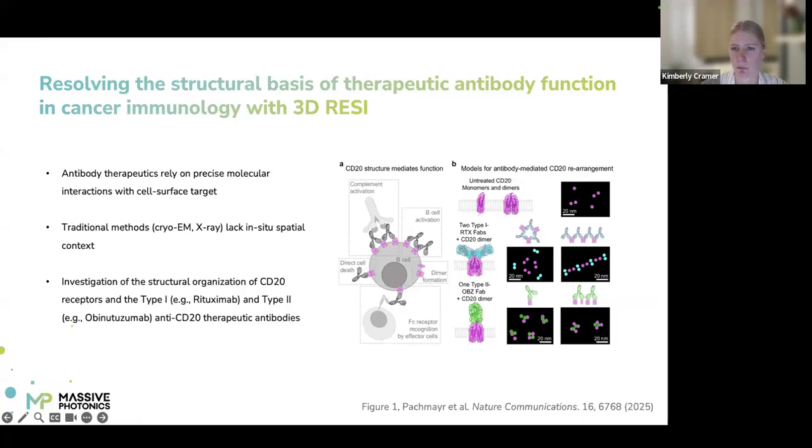And the traditional methods that people use really often lack the in situ context, or cannot resolve the heterogeneity, or really can't identify the targets on the membrane in this case. So in here, they really investigated the structural organization of CD20 receptors under treatment with type 1, for example, rituximab. So they used the drug rituximab here, and type 2, obinutuzumab, using anti-CD20 therapeutic antibodies. And they did this using Resi.